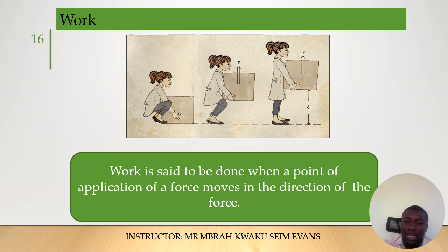Work is said to be done when a body is moved. When a force is applied on a body and that force is able to move the body in the direction of the force, a certain work has been done. So work is said to be done when the point of application of a force moves in the direction of the force. So in work done, there should always be distance covered.